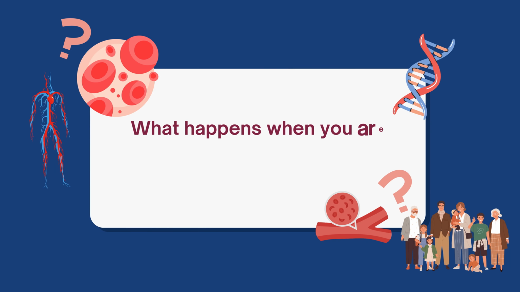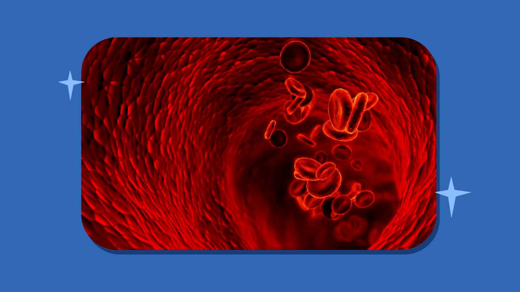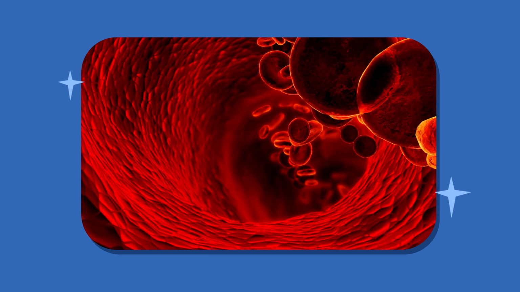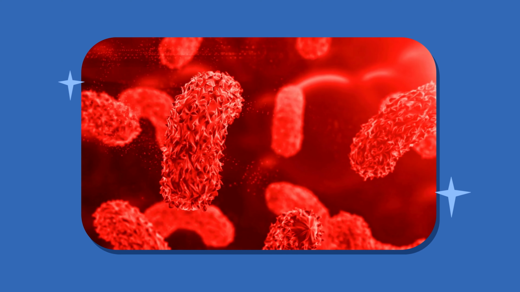I'll answer the question that's on everybody's mind. What happens when you're diagnosed with sickle cell disease? I mean, what exactly is it that transforms our blood cells from these circle-shaped cells to these C-shaped cells that are synonymous with having sickle cell disease?